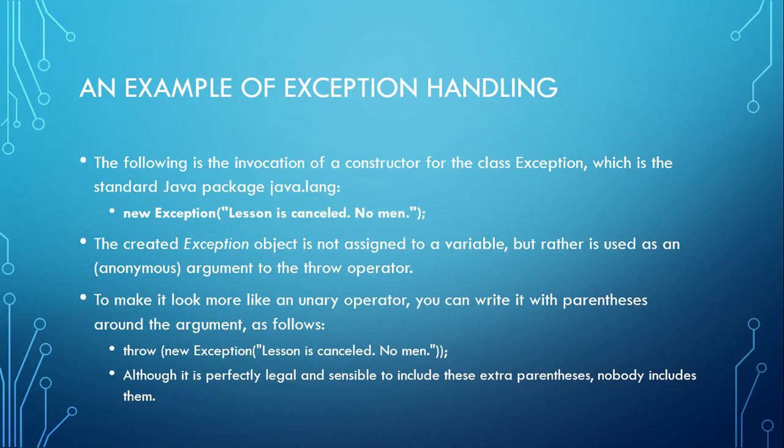Now, to make it look more like a unary operator, you can technically write it with parentheses around the argument as follows: throw (new Exception("Lesson is canceled, no men.")). Although it's perfectly legal and sensible to include these extra parentheses, nobody really includes them, because it's understood that this is the same as what we had on the previous slide: just throw new Exception. The explicit version is what we have here, whereas the way we're doing it is a bit more implied, and Java can handle that just fine.